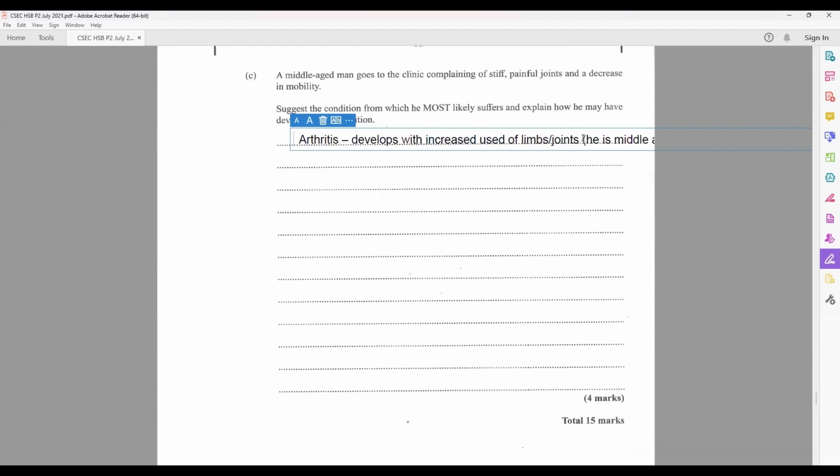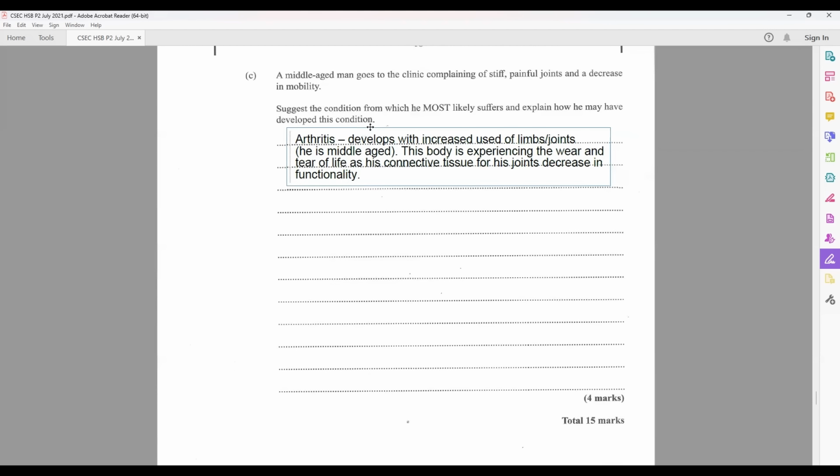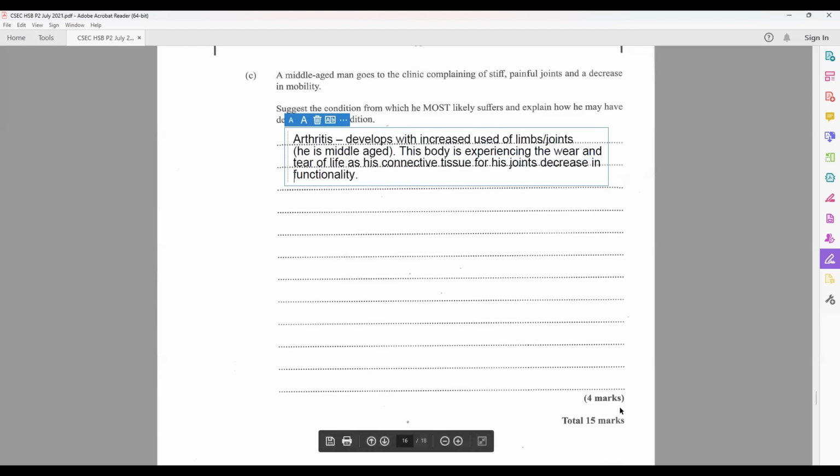So his condition is arthritis. Remember, it already said he is middle-aged, right? Arthritis is progressive, in terms of this, chronic. It develops over time, over use. He has been using these joints, these limbs for 40+ years, and his body is experiencing the wear and tear of the connective tissue. But you could go on to write this in extreme detail, talk about arthritis and the decrease in his cartilage, the synovial fluids, etc. But it is just 4 marks.